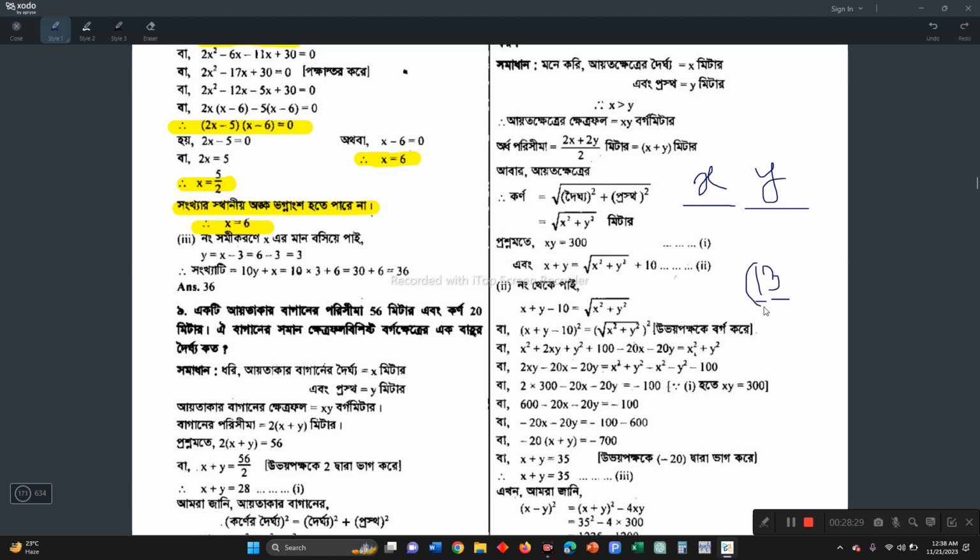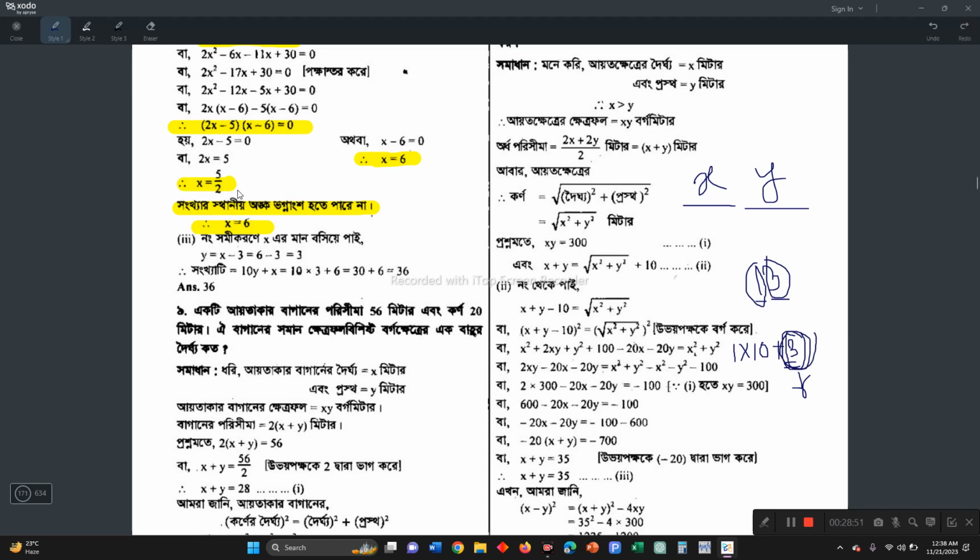No, no, no. 1 is the tens digit and 3 is the unit digit. So the number will be formed like this. The unit digit cannot be a fraction. It will always be a complete number, a natural number. It cannot be a fraction.